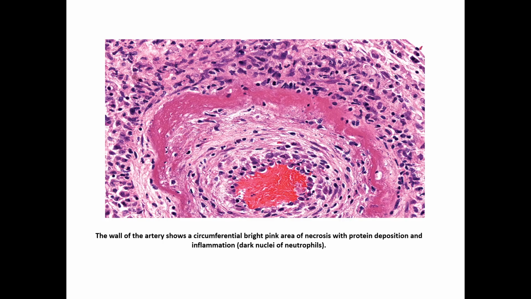Here, this is the histological section showing the wall of an artery, which shows in the wall of the artery a circumferential bright pinkish area, like a collar or ring, of necrosis with the protein deposit and inflammation, darkened nuclei of the neutrophils. This is the wall of the blood vessel. In the center there are RBCs present and there is a necrotic area within the wall of the blood vessels.